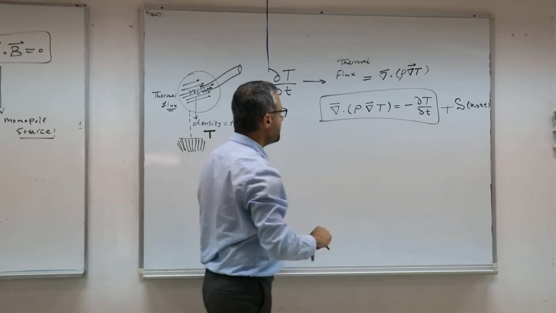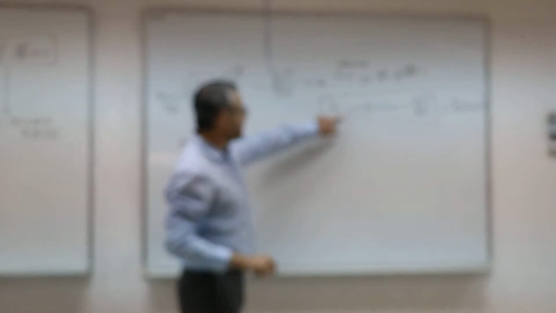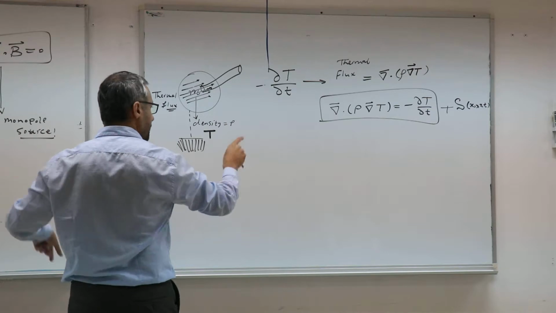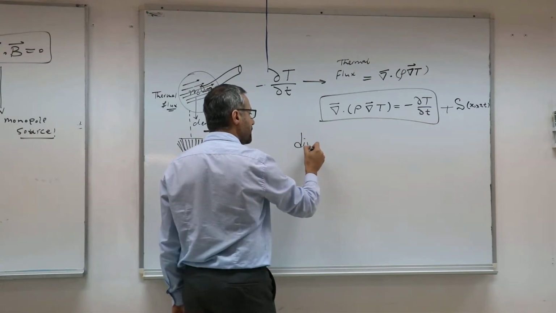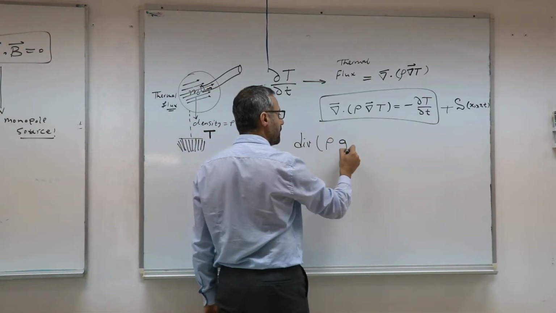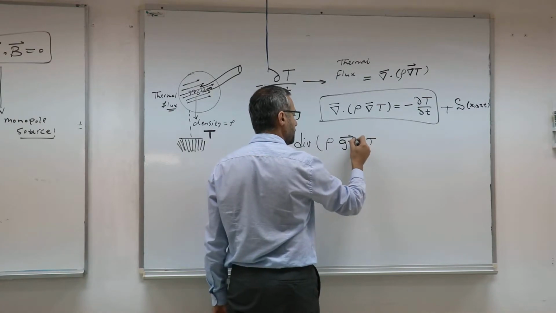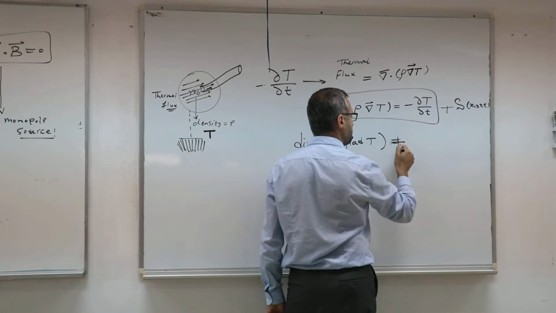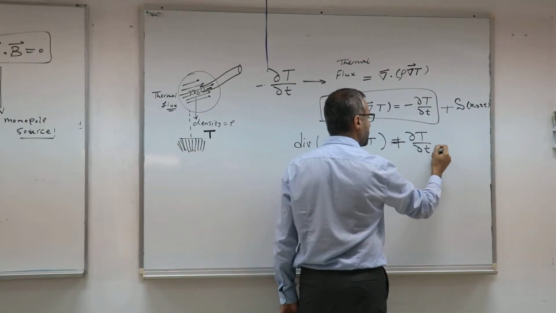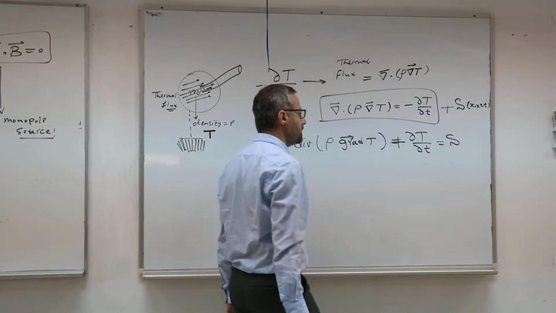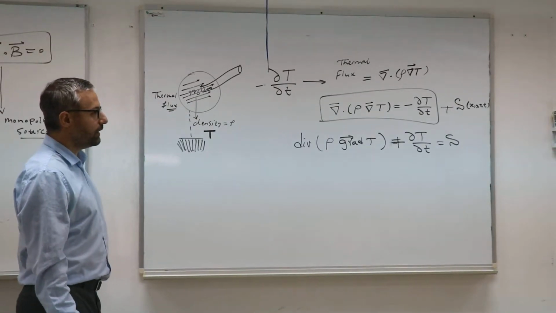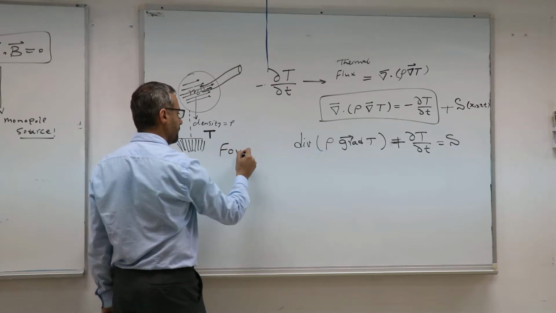But this is my motivation, because I can use this identity: divergence of f gradient, and develop that. So the divergence, in terms of divergence gradient T, is plus the partial derivative of this. This is a source. So this is the Fourier law, Fourier law for the heat.